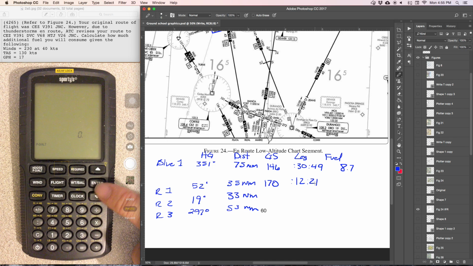Alright, work the problem again for leg 2 of the red route. Wind stays the same. Course changes to 19. Airspeed the same. Ground speed is 162.6. Leg 3. Wind stays the same. Course is 297. Airspeed stays the same, and we have a ground speed of 109.